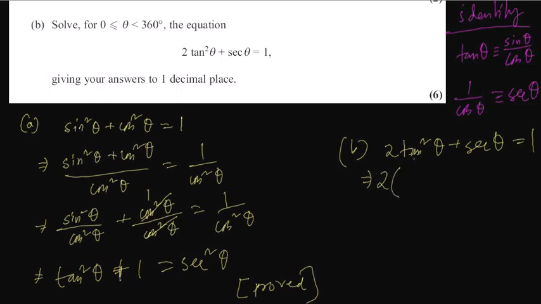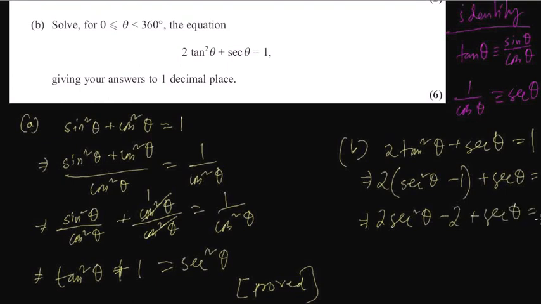Tan squared theta is the same as, if you send the 1 to the other side, sec squared theta minus 1. So that's the connection between the two. And we can write 2 sec squared theta minus 2 plus sec theta equals 1. So we can just have a quadratic equation: 2 sec squared theta plus sec theta, and this will be minus 3. Minus 2 minus 1 is minus 3.